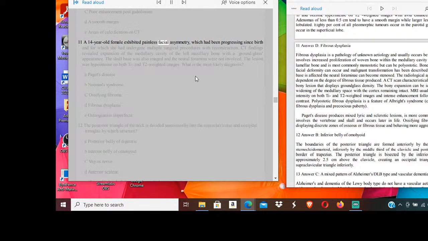An old female exhibited painless facial asymmetry, which had been progressing since birth, and for which she had undergone multiple surgical procedures with reconstruction. CT findings revealed expansion of the medullary cavity of the left maxillary bone with a ground glass appearance. The skull base was also imaged and the neural foramina were not involved. The lesion was hypointense on both T1 and T2 weighted images. What is the most likely diagnosis?